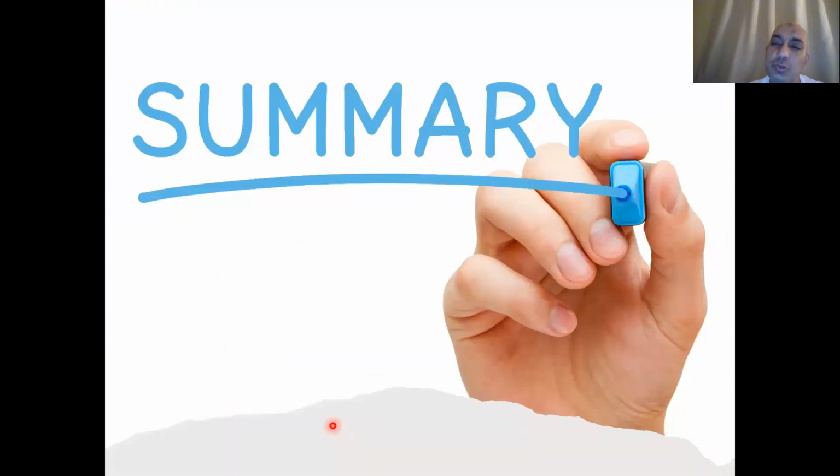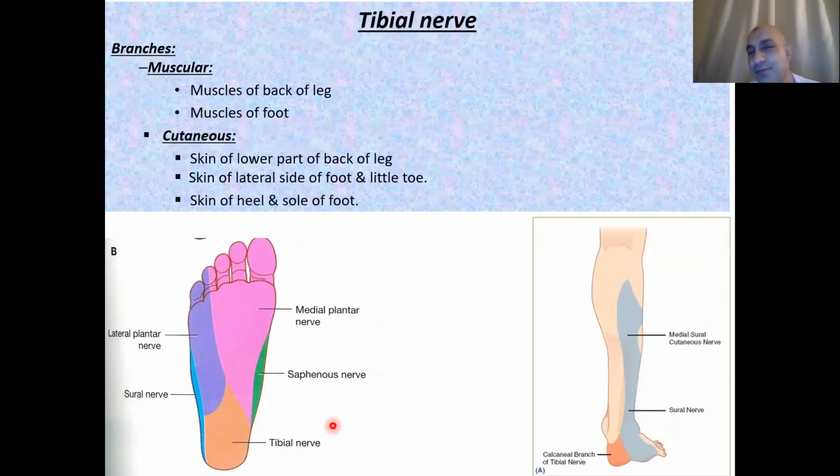So the summary of the tibial nerve. If you look at Gray's Anatomy, for example, you are going to see that the tibial nerve, simply speaking, is written as tibial nerve, not divided into tibial nerve in the popliteal fossa and tibial nerve in the leg. So simply speaking, the tibial nerve supplies the muscles of the back of the leg. We have 3 superficial and 4 deep, 7 muscles. And muscles of the foot through medial and lateral plantar branches.